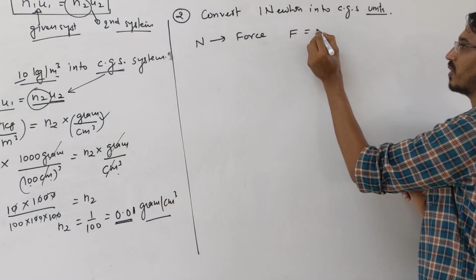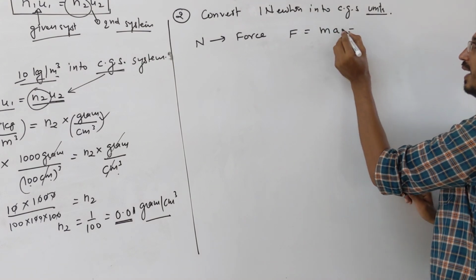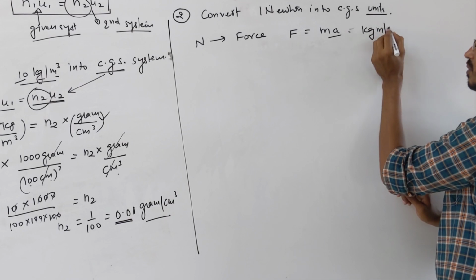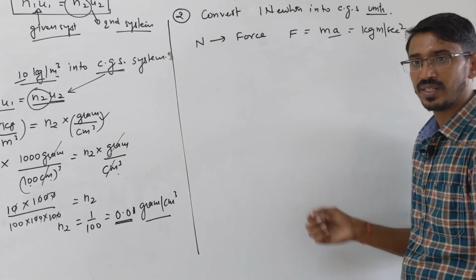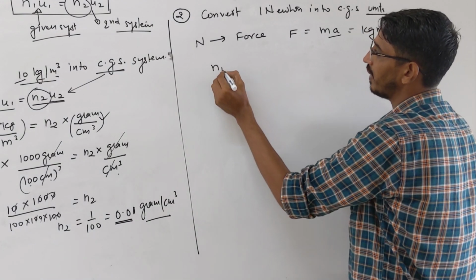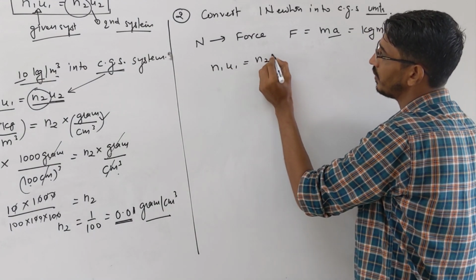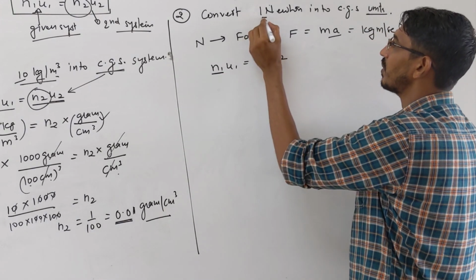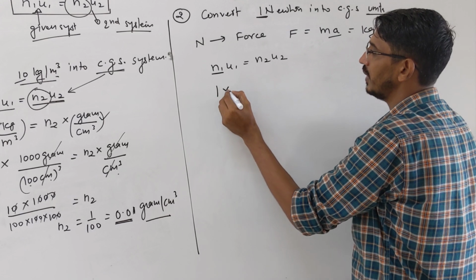So how do we write? We know force is equal to, whatever formula we know, we can write ma. m is kg, acceleration is meter per second square. This is the derived format. Okay, so let's write the same formula again. N1 U1 is equal to N2 U2. N1, the numerical value in the given system, is what? 1 Newton. Let's put here 1 unit.